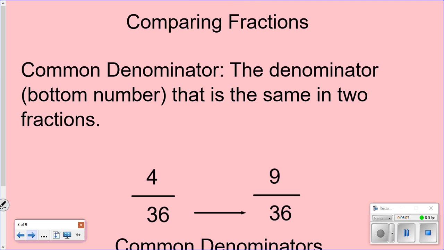Next thing I'm going to do is we're going to talk about comparing fractions. So in your notebook, you need to write comparing fractions. Hope you took something about comparing decimals.